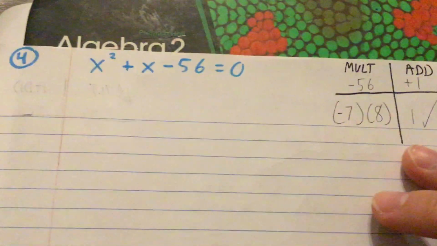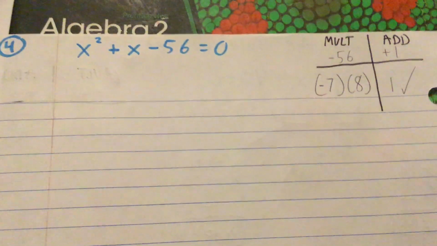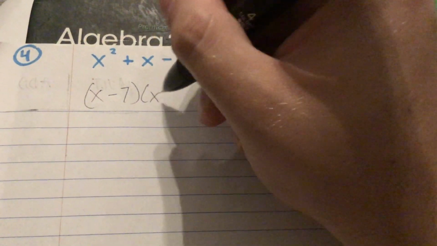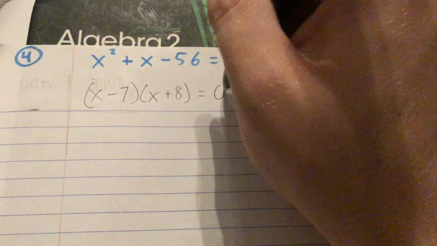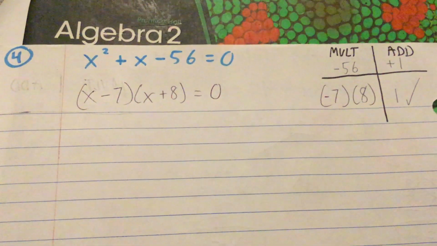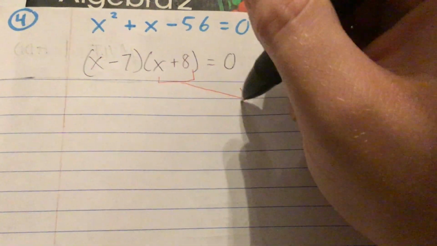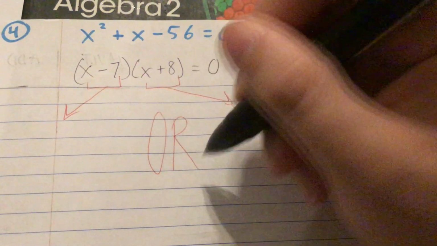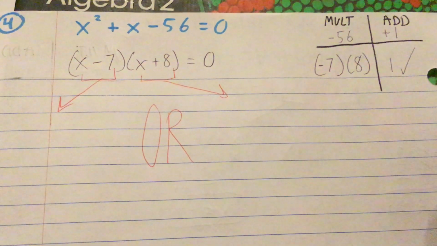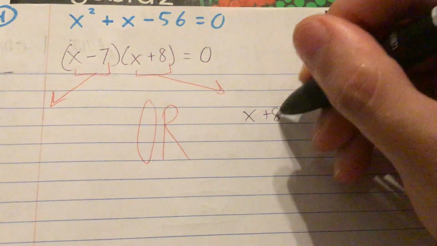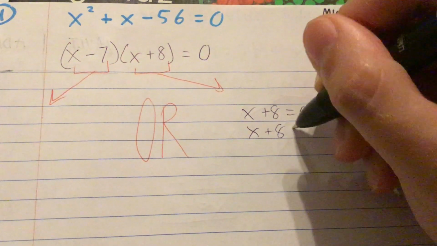That's our winning team. So now that we've got this, when a is equal to 1, let's split that middle term. Let's factor it into x minus 7 times x plus 8 is equal to 0. Now that we've got a multiplication problem, we can use the zero product principle to separate these into two separate equations. Factoring is your number one go-to. So now we've got x plus 8 is equal to 0, or x minus 7 is equal to 0.